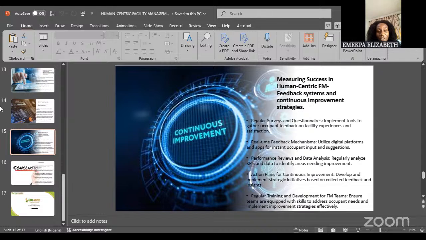Performance review and data analysis: regular analysis of data sets and criteria needing improvement, right? We've mentioned this before. Then, action plans for continuous improvement: develop and implement strategies based on collected feedback and insight. You only improve on feedback. If you don't get the feedback, you will think what you're doing is best. Are we together? So always ensure that you get feedback so you can improve, because that's the only way.